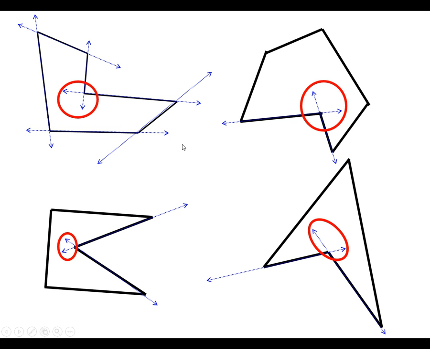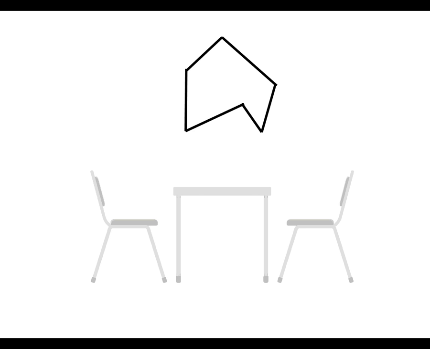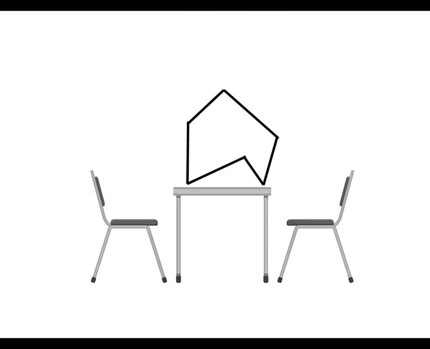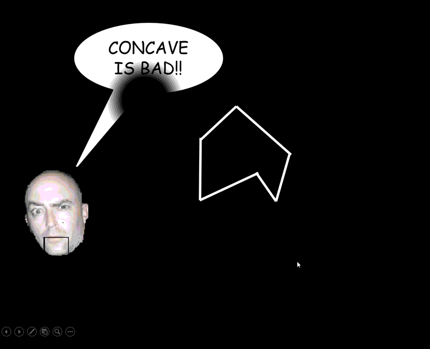These are all okay ways to describe a concave shape, but the way I always think about it is if you have a shape, if it's a real object, and you put it on a table, if you can put it on the table so that there's a gap underneath it, then it's concave or bad shape. That's concave. We do not like concave shapes. Concave is bad. We will only talk about convex shapes.